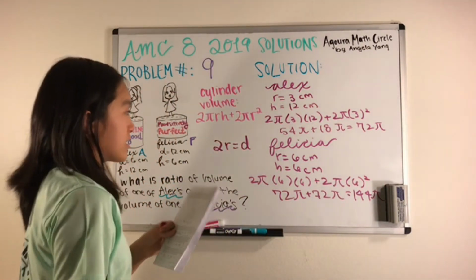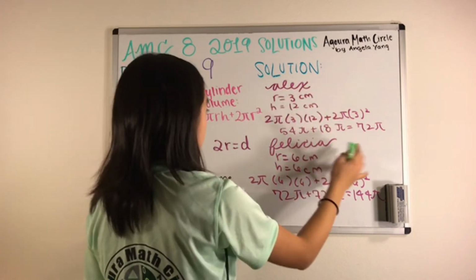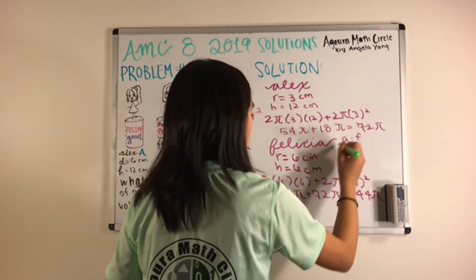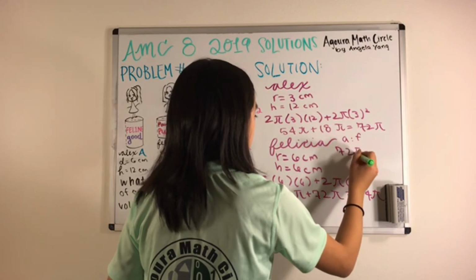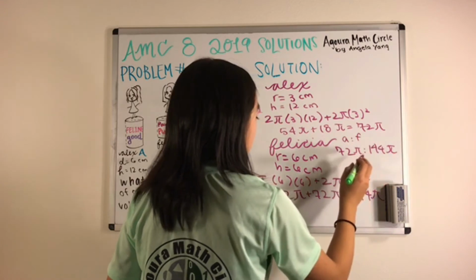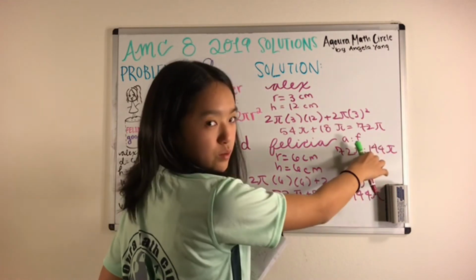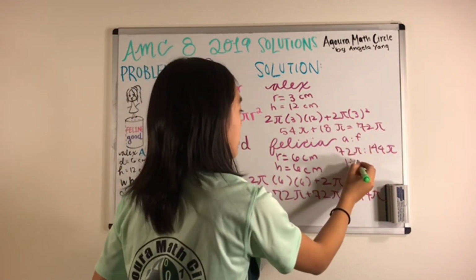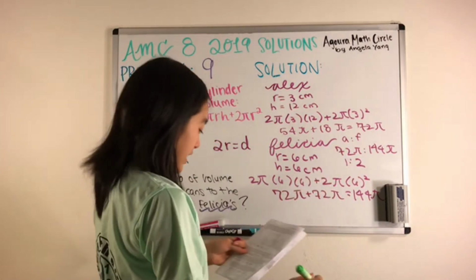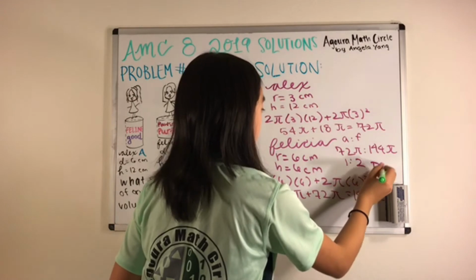And then solving this together, we're doing the ratio of Alex to Felicia, so that's A to F. A to F would be 72 pi to 144 pi. And simplifying this out, both of these are divisible by 72, so it would be 1 to 2. So that would give you the ratio of 1 to 2, which is letter B on that problem.